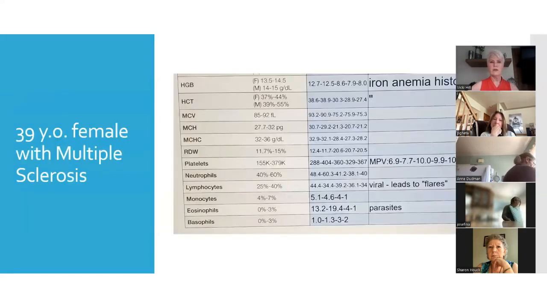The next lady was a 39-year-old woman. She was diagnosed with multiple sclerosis. And she had 4 teenage boys. So they were just running her ragged.